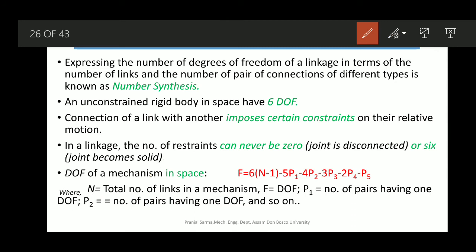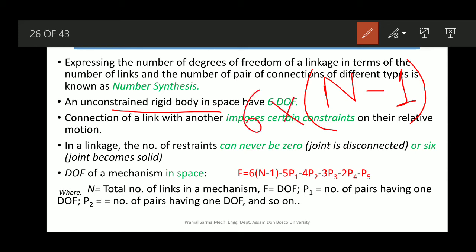So if one is fixed, the total number of links is n. Out of them, one link is fixed. Fixed means it cannot move. So how many movable links are there? It will be n minus 1. They are the movable links. For one unconstrained body, it is 6 degrees of freedom. So now n minus 1 movable links are there. So in case of space, it is 6 into (n minus 1). From here it is coming.